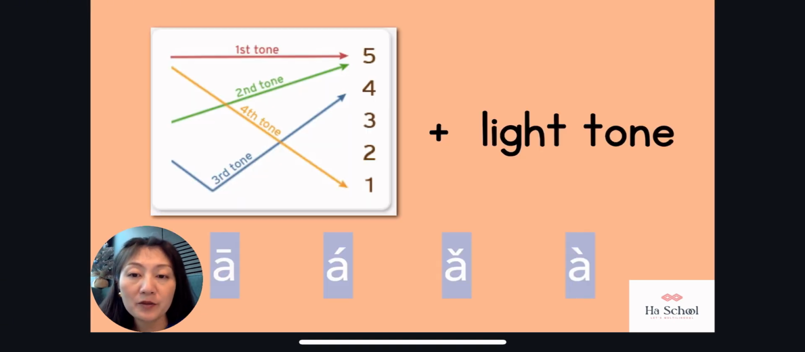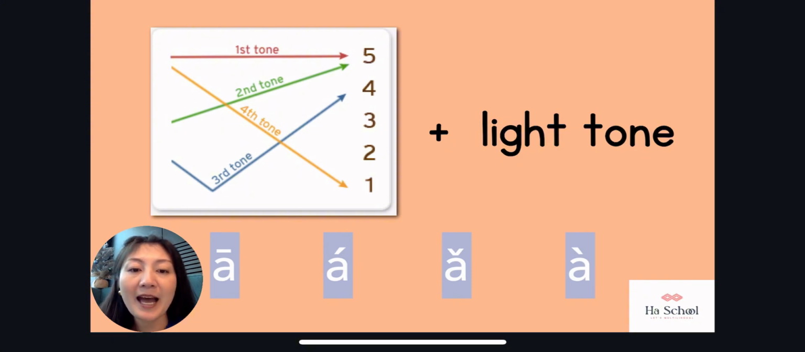There are 5 tones in Mandarin. Normally, people would say 4 tones because the last one is a light tone. So here I'm going to demonstrate how you pronounce the 5 tones with the vowel a. For example, we start from the first tone. The first tone is very high and flat. This is the only tone with no changes in pitch.